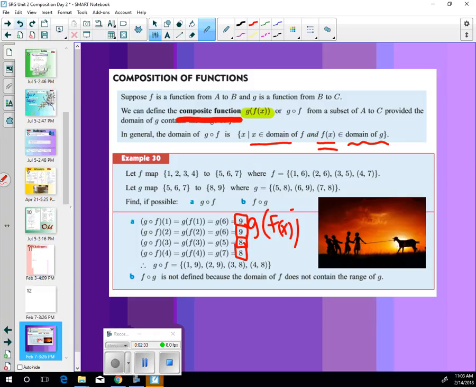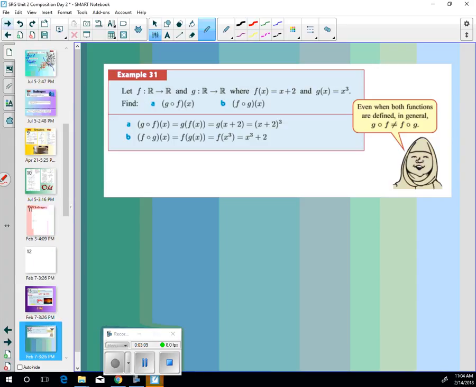You try this other one, f of g of x. Try that one. Start with (5, 8). What do you notice? In the f, is there an 8 something? No. Let's try (6, 9). Is there a 9 something? (7, 8)? No. So this, we would say, is not defined because the domain of f does not contain the range of g. In other words, the range of g is not the x for f. That's composition.